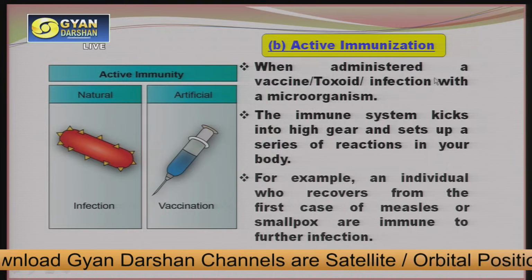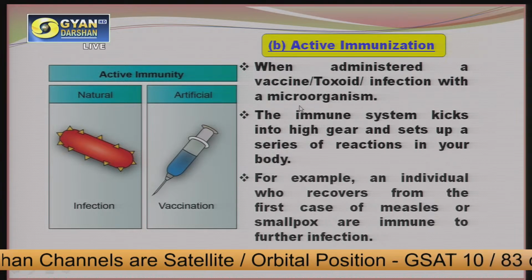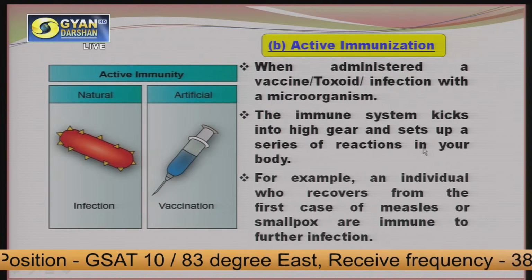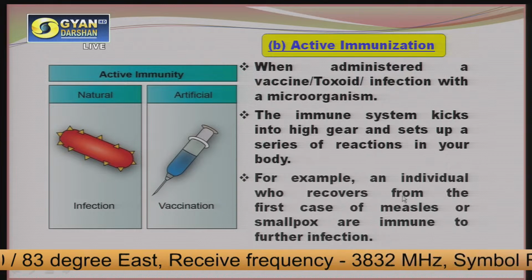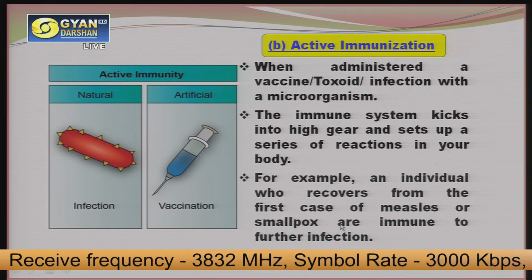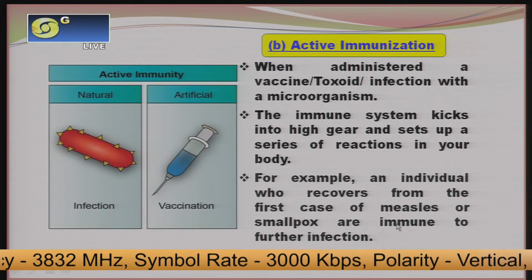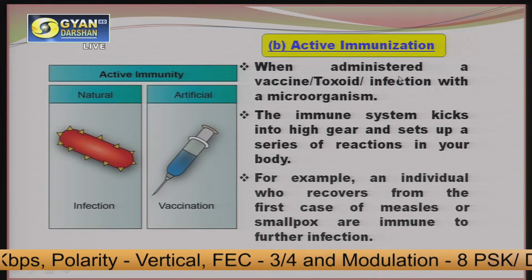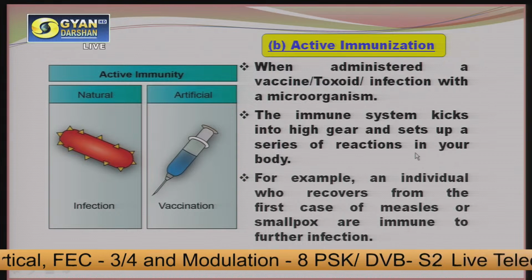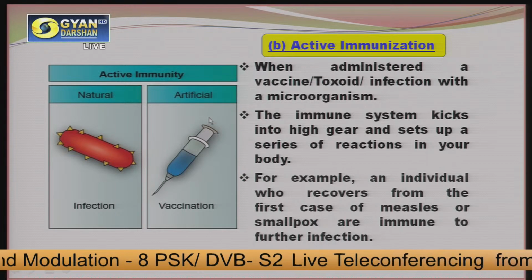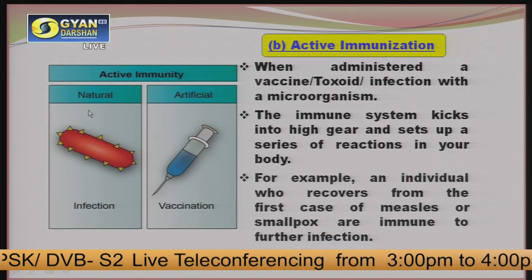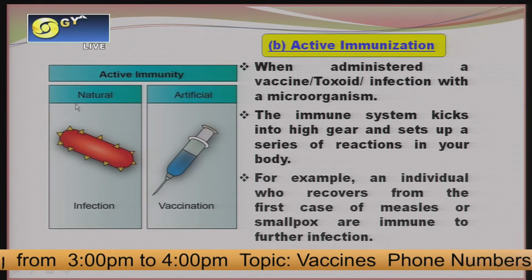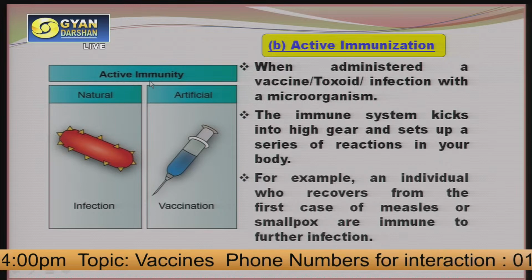When a vaccine, toxoid, or infection with a microorganism is administered, the immune system kicks into high gear and sets up a series of reactions in your body. For example, an individual who recovers from a first case of measles or smallpox is immune to further infections. So this is active immunization. You can see we can activate our immune response by utilizing a vaccine or by natural infection. Ultimately the human gets immunized, so you can say it is active immunization.